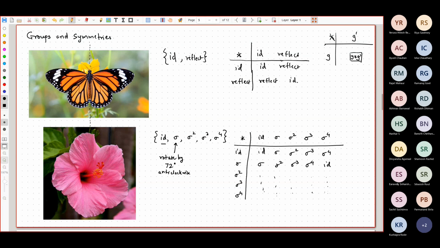Yeah, Ramanuj. Don't you also have a reflection here as well? Good point. So we don't have a reflection over here. If you watch the flower carefully, look how the petals are overlapping. Observe carefully how the petals are overlapping. If the petals were not overlapping at all, then you would also have a mirror image operation available, and that would give you another group.